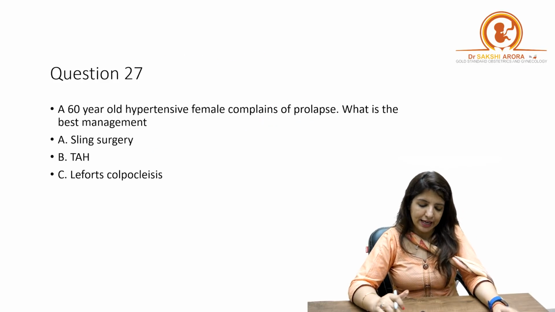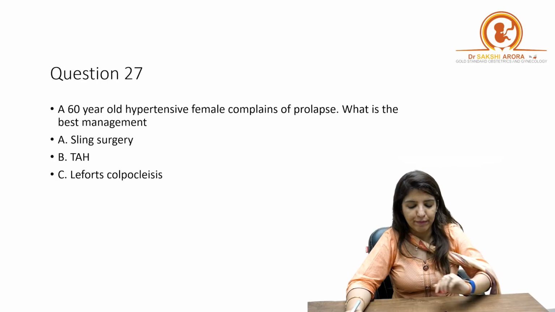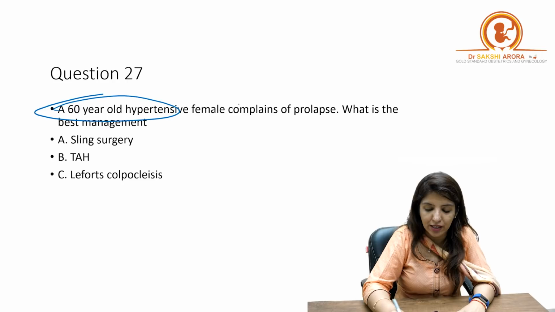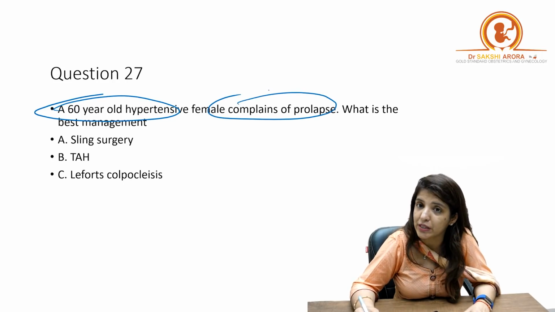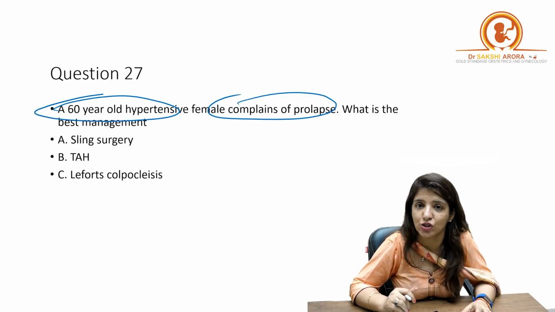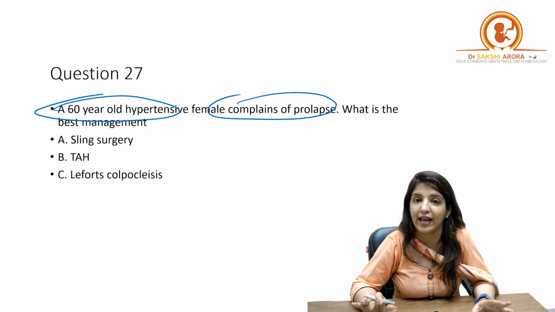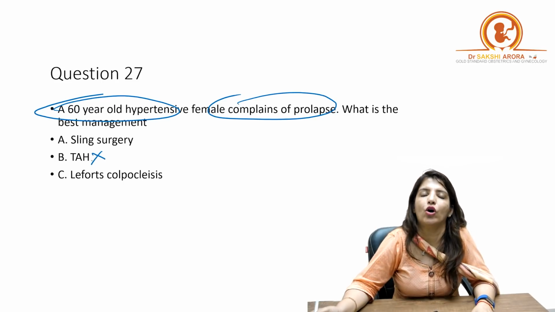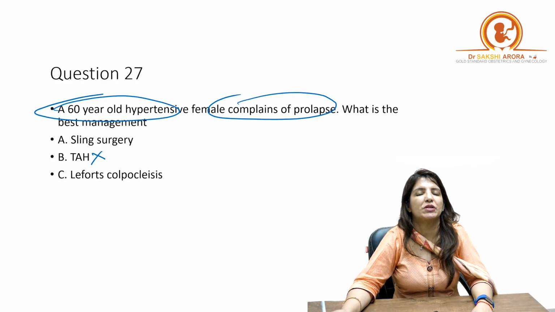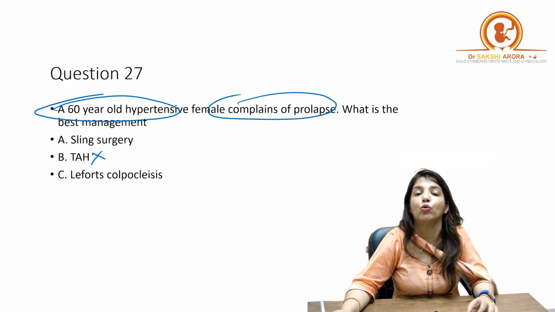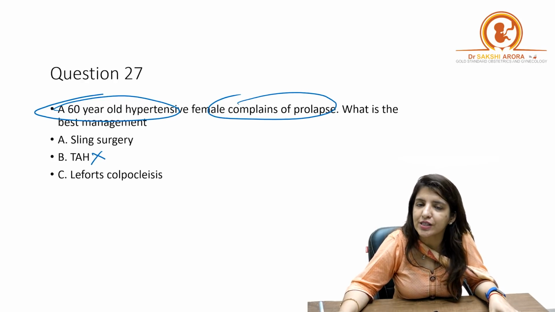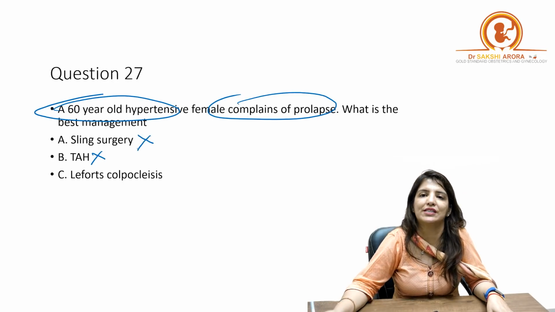Clear? Okay. Now the last question is, a 60-year-old hypertensive female complains of prolapse. What is the best management? Now the female is 60 years old, she has prolapse and she has hypertension. So obviously I cannot do a surgery where a long anesthesia has to be given, because anesthetists are not going to take any risk. Right? So I cannot go for hysterectomy. I cannot go for a sling surgery, because again sling surgery has to be done under anesthesia, and sling surgery is done only in those females who want to preserve their fertility. Here she's a 60-year-old female, so I'm not going to go for a sling surgery.